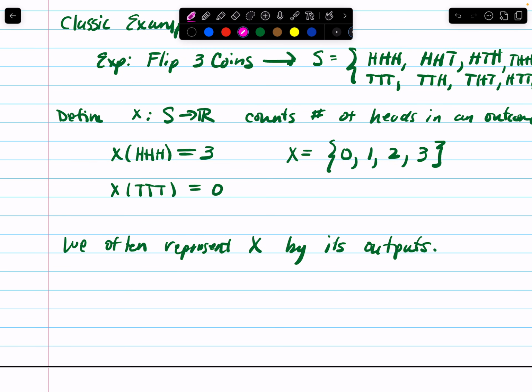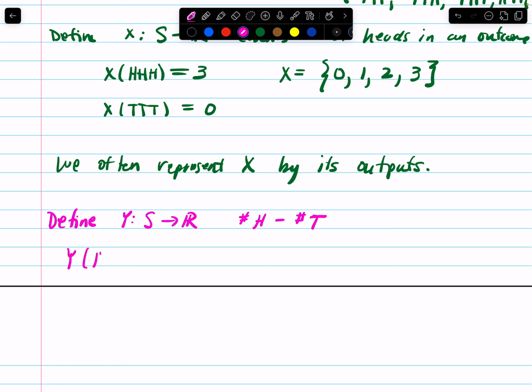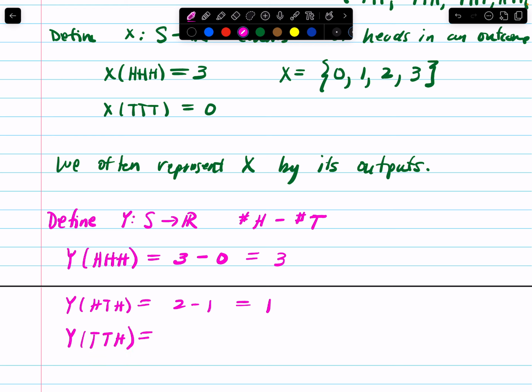We could define on the same experiment and sample space, we're going to define Y from S to R to be count the number of heads minus the number of tails. So that could be our random variable. So Y of HHH would be 3 minus 0, which is 3. Let's look at another one. Y of HTH is 2 minus 1, or 1. Let's look at one more. HTT. So that is 1 minus 2, or negative 1.